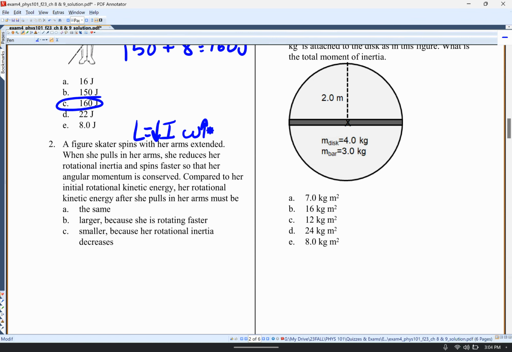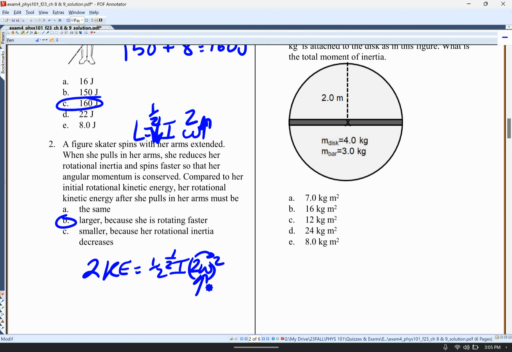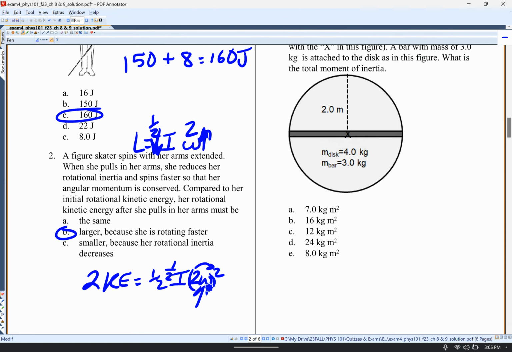Well, the rotational kinetic energy is 1 half I omega squared. So if this goes down and then this goes up, but by the same amount, say this goes down by a factor of a half and that goes up by a factor of 2. And then if we think about our energy, that would go down by a half and this would go up by 2, but notice that it's squared, so the rotational kinetic energy would be twice as big. And so that's the answer, that it's larger, and it's because she is rotating faster, and this angular velocity is a squared term, and so it's more heavily dependent on that.